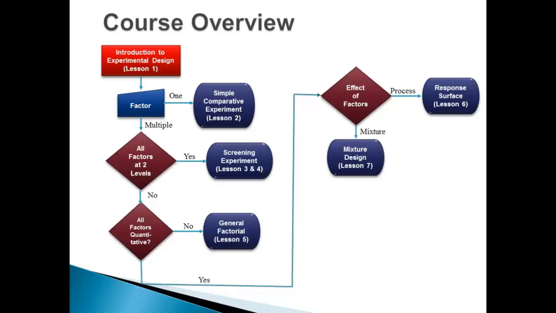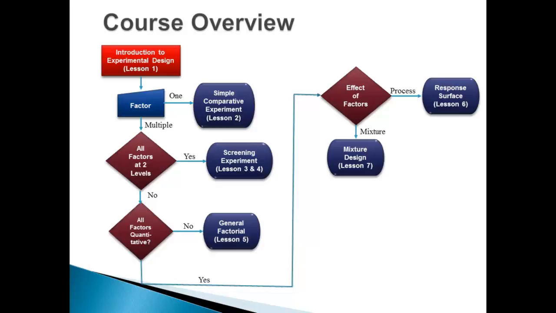Where we have one factor of interest, it will take us to designing a simple comparative experiment, and that will form lesson 2. Where we have more than one factor and all the factors are at 2 levels, then we will have a screening experiment, and that will form part of our lessons 3 and 4, where we look at factorial experiment and fractional factorial experiment.